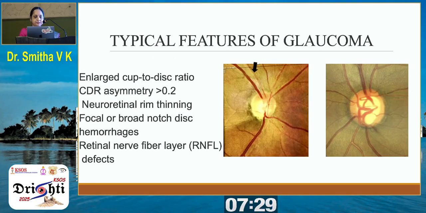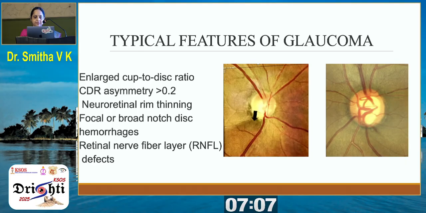The typical features of glaucoma are enlarged vertical cup disc ratio. The inter-eye cup disc asymmetry is more than 0.2. Normally, in the optic disc, the ISNT rule is obeyed. That is, inferior rim is thicker than superior, then nasal, and thinnest is temporal. While in glaucoma, this is violated. And there will be focal or broad notch.